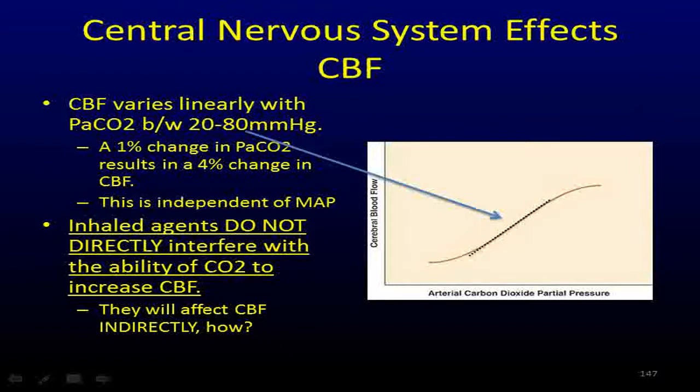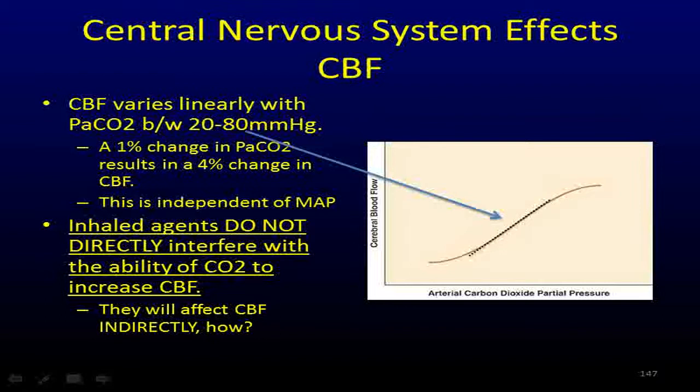I'm talking about the ability of CO2 now to affect blood flow when I'm using agents. Inhaled agents inhibit a lot of things, but not the ability of CO2 to cause further decreases in cerebral vascular resistance and increases in cerebral blood flow. That's all I'm saying with that slide.